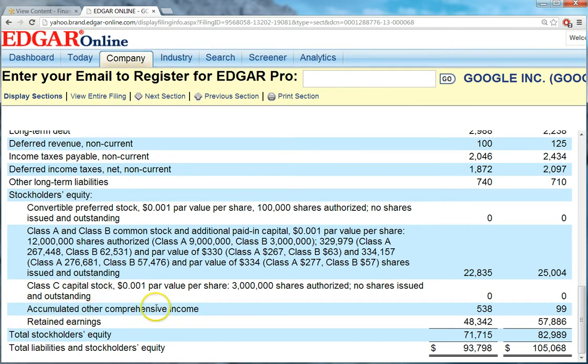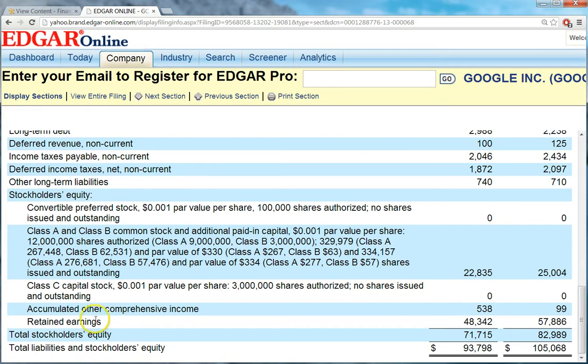Then we have AOCI, $538 million in accumulated other comprehensive income. Oh, I'm sorry, $99 million of other comprehensive income. The right-hand column is the most current column. And that's a significant drop from what they had at the end of last year. Maybe they've experienced some AOCI losses or amortizations or whatever. But in any case, that's still $99 million positive.